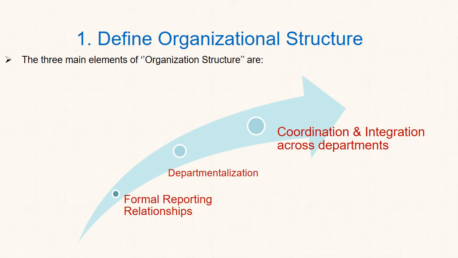The third element you can see in the infographic is coordination and integration across departments. This is the backbone of organizational structure. If individuals, managers, subordinates, or departments work in isolation, it will break the whole system. Therefore, integration is essential because interdependency is the need of the hour.